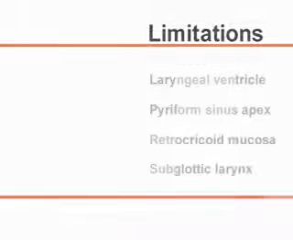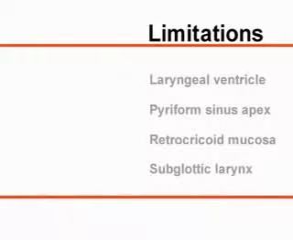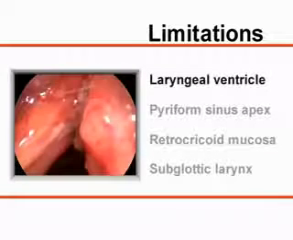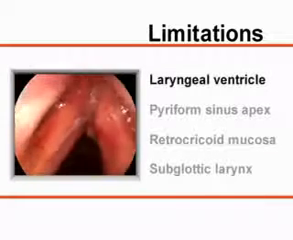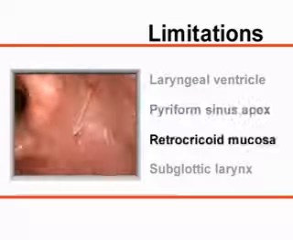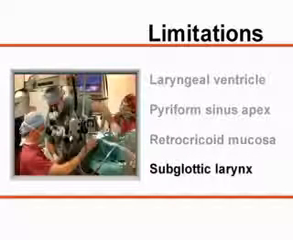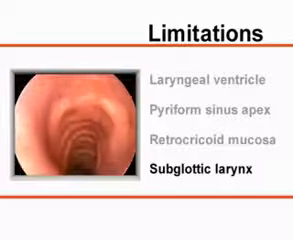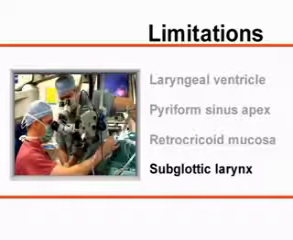Flexible laryngoscopy permits only limited visualization of the subglottic larynx and cervical trachea. Other areas that are not well visualized by flexible endoscopy include the laryngeal ventricle, the piriform sinus apex, and the retrocricoid region. If the cause of the patient's symptoms is not elucidated or a subglottic abnormality is suspected, direct cervical tracheoscopy and bronchoscopy should be performed in the operating room.